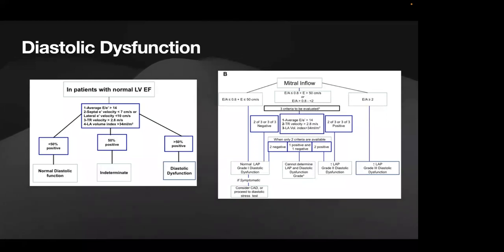Now, if you start to lose more, so you don't have a left atrial volume, you don't have the TR velocity, and you really only are left with your E primes, then it becomes much more of a challenge. And it's really not a validated method to figure out the diastolic function at that point.